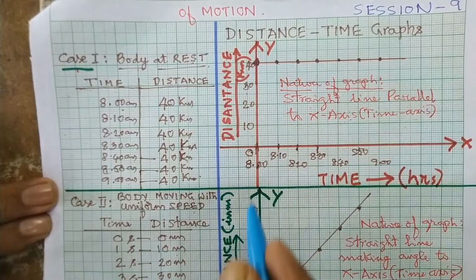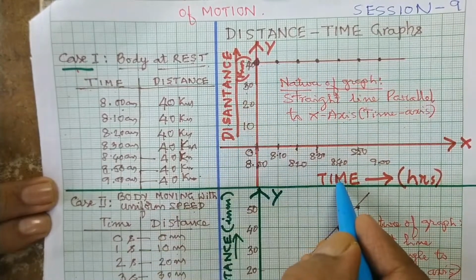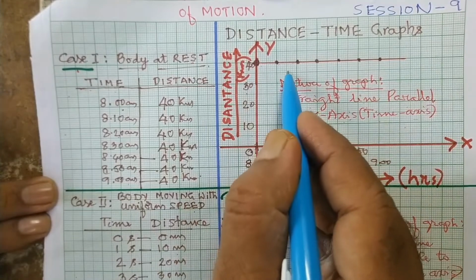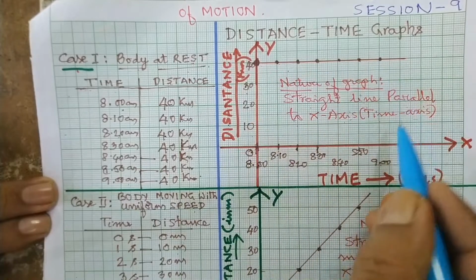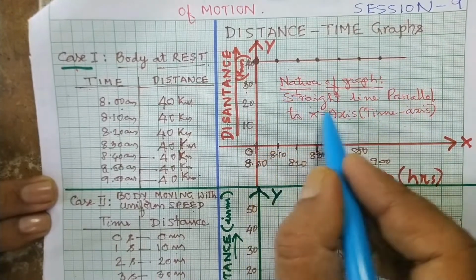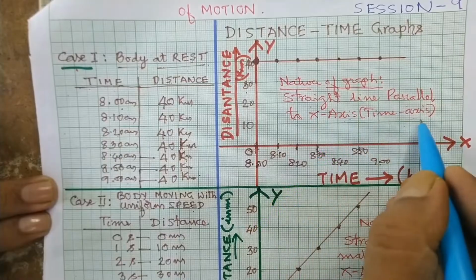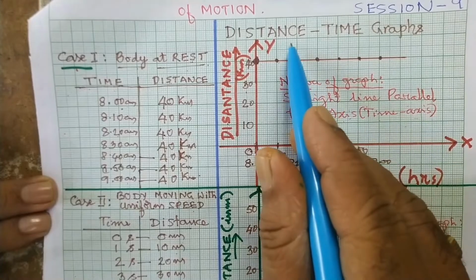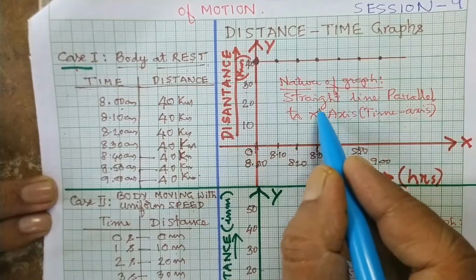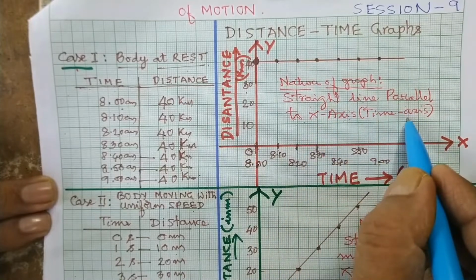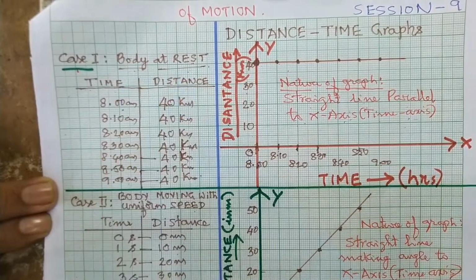I mean to say that in the distance time graph, for the body which is at rest, we will get a straight line parallel to the x-axis. Nature of the graph is straight line parallel to the x-axis. What type of graph is this? This is the distance time graph. Nature of the graph line is straight line parallel to the x-axis for a body at rest. This we have to remember.